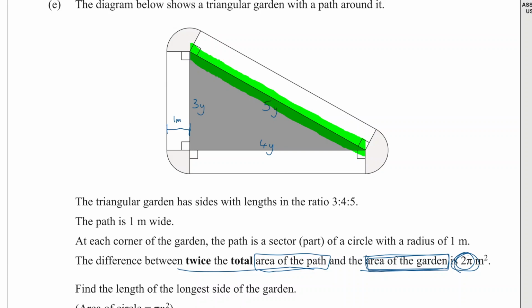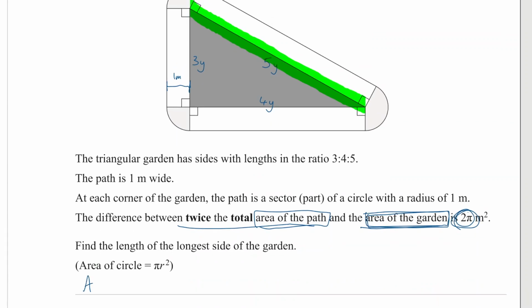So just starting with the area of the garden, since we've already defined the lengths of the triangle, that might be a bit easier. So let's do that now. So area garden is that dark shaded gray, so that's half times base times height, right? Area of a triangle, where the base in this case is 4y and the height is 3y, which becomes half times 12y squared, which is 6y squared. So we have the area of the garden in terms of this unknown variable y, which we introduced at the start.